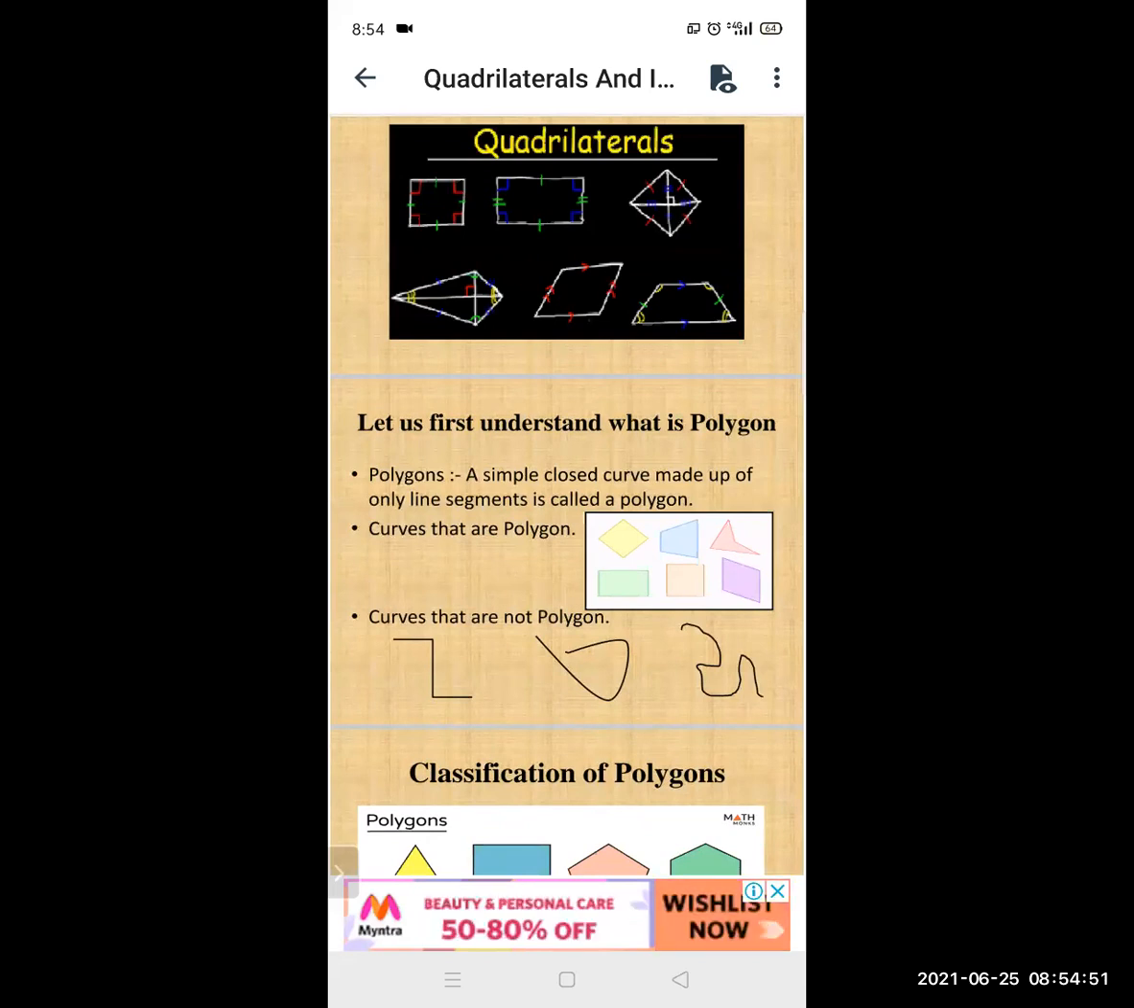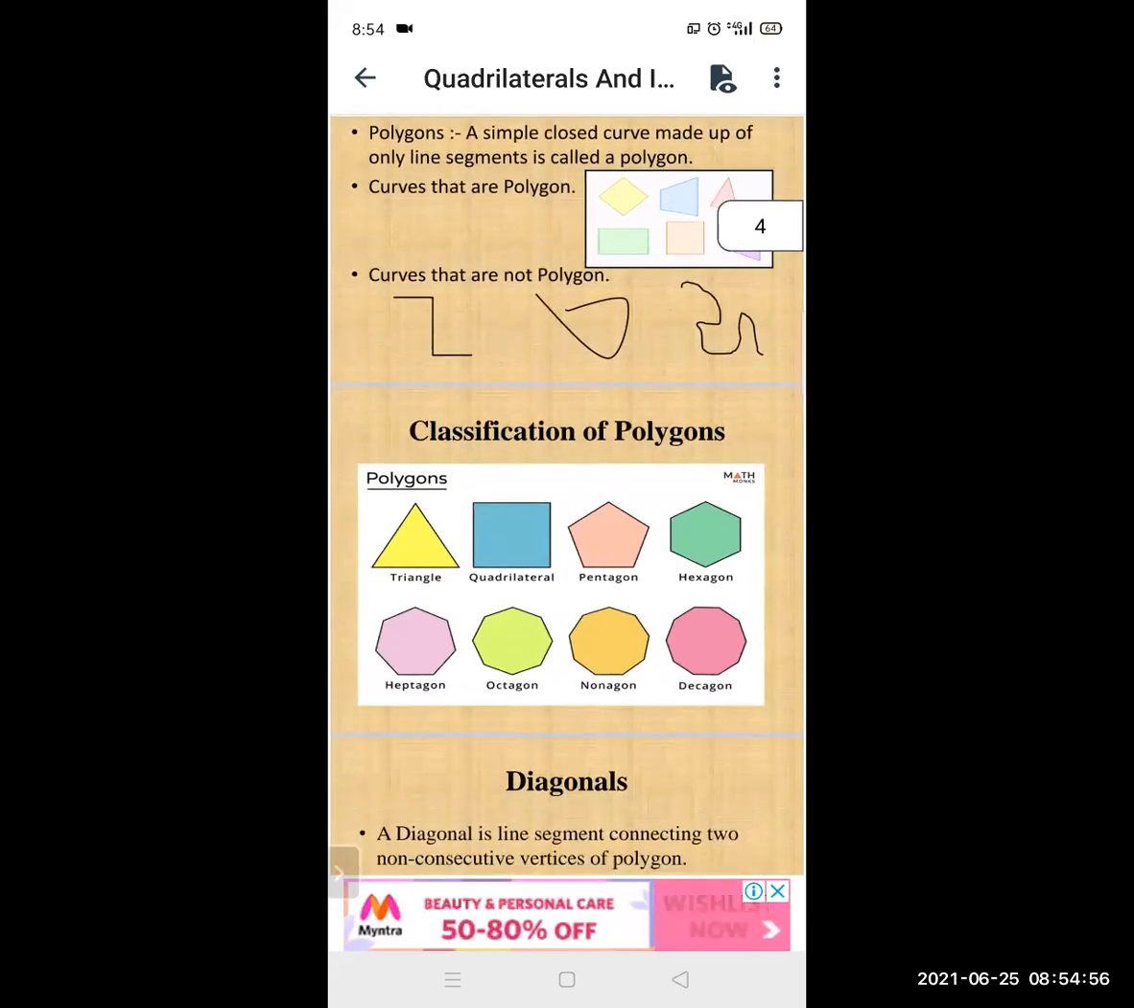Now we can see the classification of polygons. Poly means many and gon means sides. Many sides, when you add them together, whatever figure you get is called a polygon. From the basics we will start. If we take two lines, we cannot form a closed figure. So a polygon starts with a minimum of three lines.